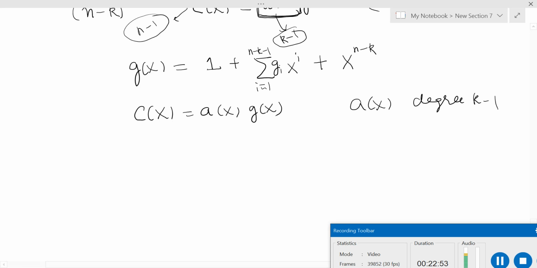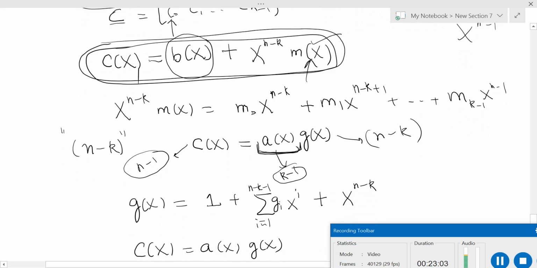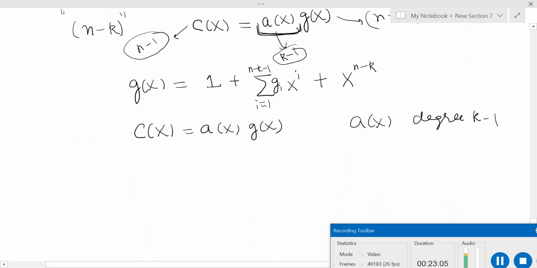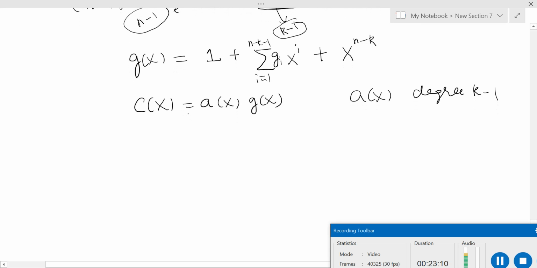And we are seeking the systematic code. That is why we have written the code word like this, because in this cyclic code the m of x is retained as it is. It is not changed. One part of the code word is the message bits also. So now we have written the code word in two ways. One is a of x times the generator polynomial. The generator polynomial is given to you, mind that. And our target is actually to find b of x. And also we can write it as b of x plus x to the power n minus k m of x, right?